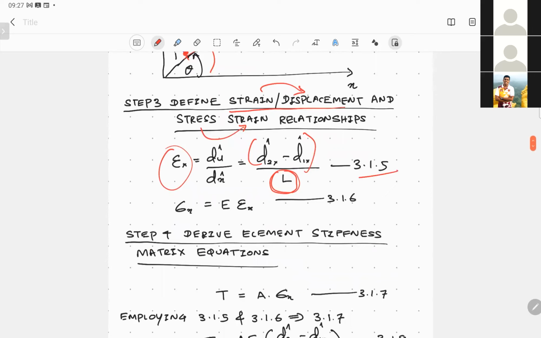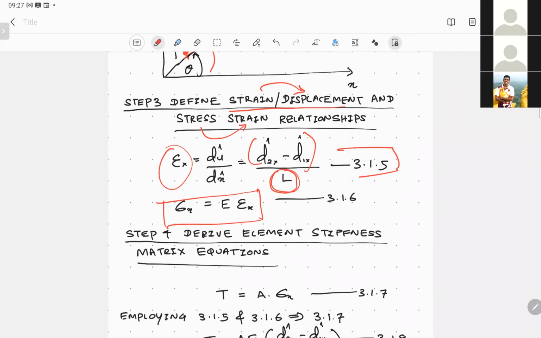So equation 3.15 explains the relationship between the nodal displacements and the material geometry, which relates to the strain. And the stress can be applied, of course, by Hooke's law.